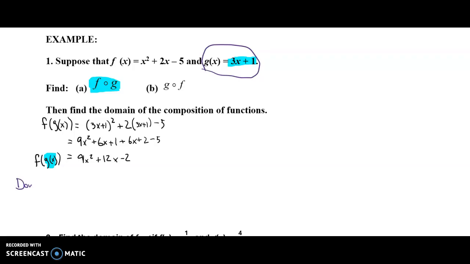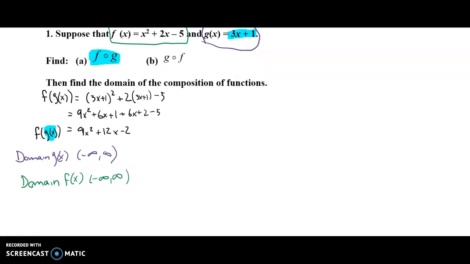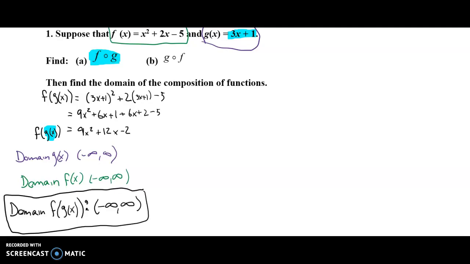The domain of g of x is all real numbers. If you have anything linear, the domain is going to be all real numbers. And then we find the domain of f of x. That's also all real numbers. Since there are no exclusions in the domain of g of x or the domain of f of x, the domain of f of g of x will also be all real numbers. So our final answer for part A is all real numbers.